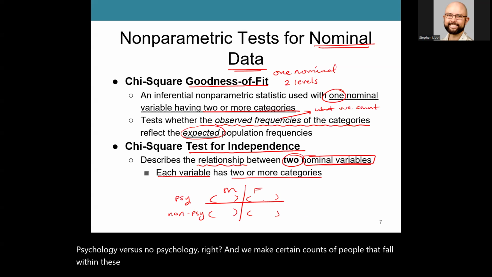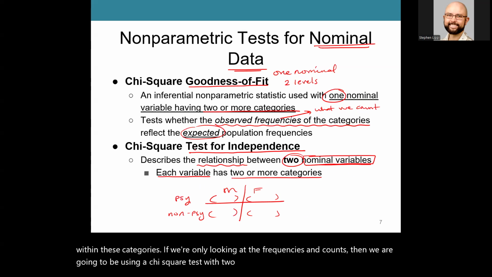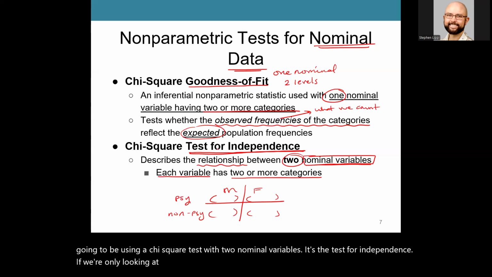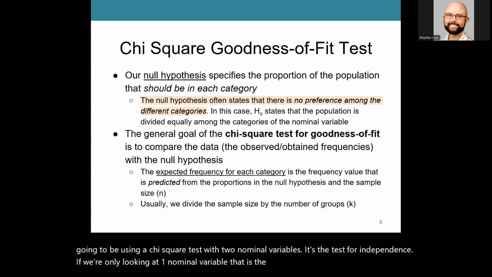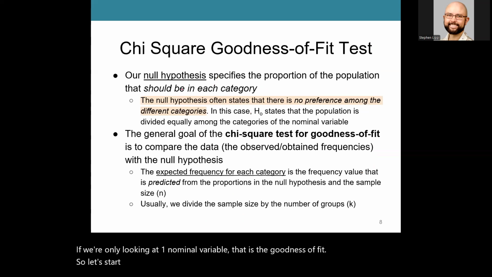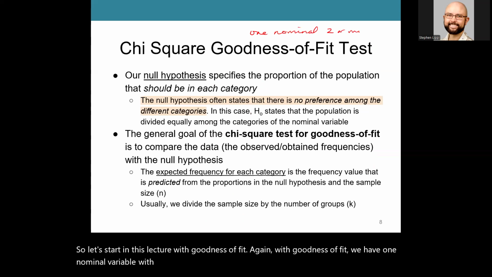If we're only looking at the frequencies and counts, then we are going to be using a chi-square test. With two nominal variables, it's the test for independence. If we're only looking at one nominal variable, that is the goodness of fit. So let's start in this lecture with goodness of fit. Again, with goodness of fit, we have one nominal variable with two or more groups.